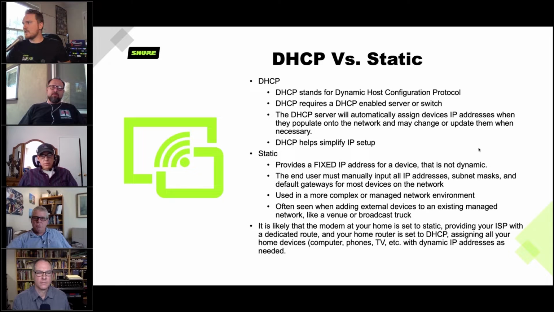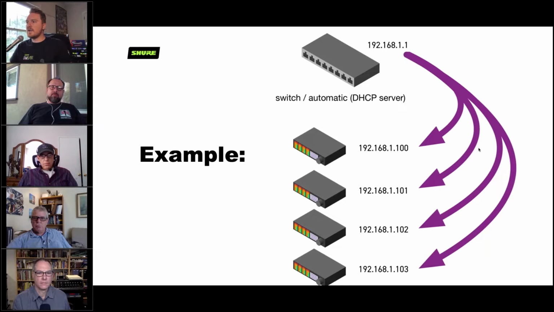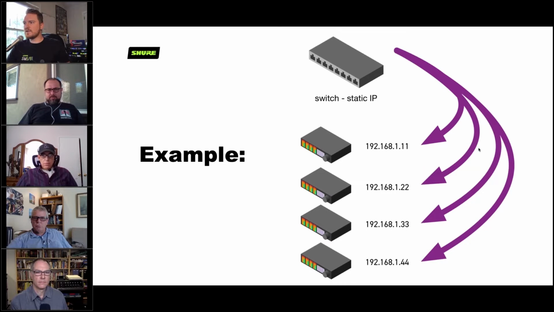Just wanted to get you guys up to speed on the terms that we might be using later on. So here's an example of a DHCP server. You can see that switch has got DHCP mode enabled, and we're doling out those IP addresses in numerical values. It doesn't always mean that they'll come out in order like this example shows, but it's just easier for a visual representation.